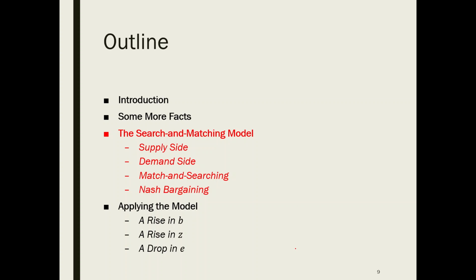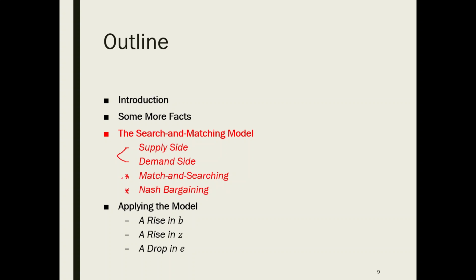Now let's specify the 4 building blocks of the DMP model. As you can see, the supply side and the demand side of the DMP model are basically the same as the static model we have discussed in the new classical model. There are 2 additional building blocks in the DMP model. One is the search and matching mechanism. The other is Nash bargaining.